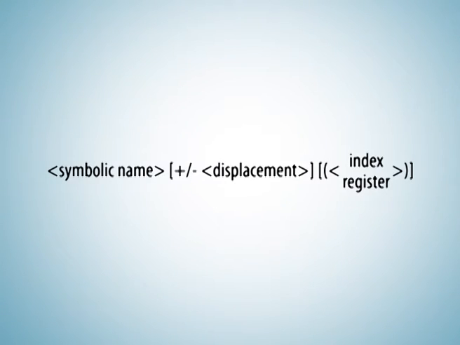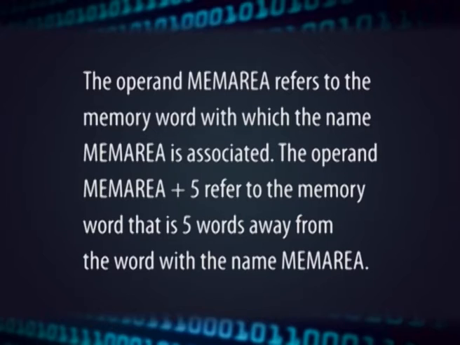of these memory words. Next is the operand specification. The operand specification in a typical assembly language statement has the following syntax: the operand specification starts with a symbolic name, followed by plus or minus, followed by a displacement, and then in brackets you have the index register. Thus, the possible operand forms are, if you have an operand, say memory area, you designate it with the symbol MEM AREA. The MEM AREA refers to the memory word with which the name MEM AREA is associated.